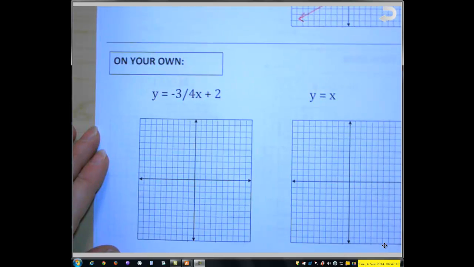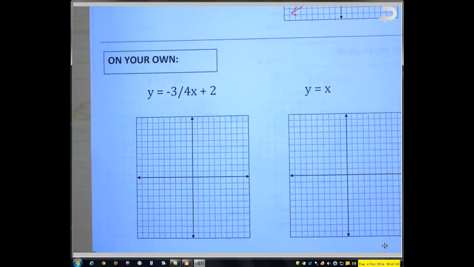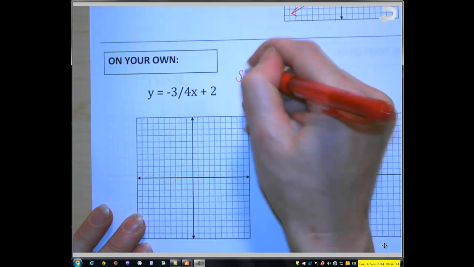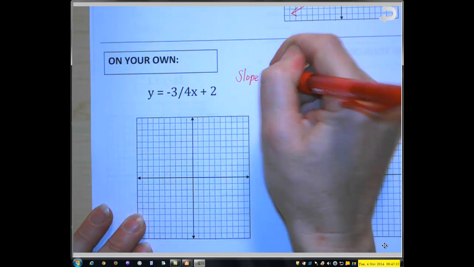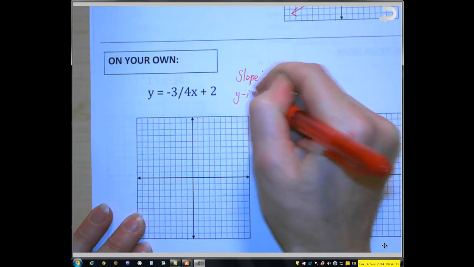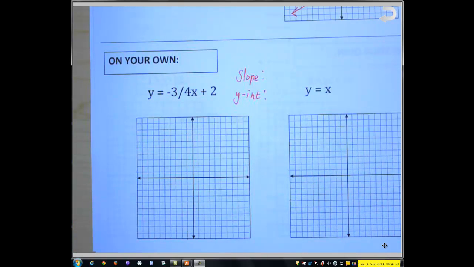Okay, on your own, I'd like you to identify your slope and your y-intercept in this equation. So pause the video, then after you've identified your slope and y-intercept, turn it back on.